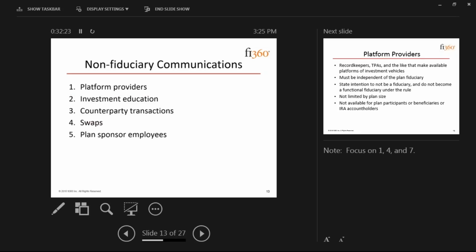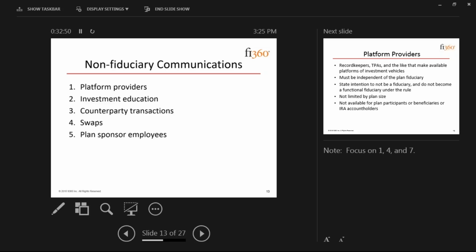Five categories of non-fiduciary communications, again, formerly known as carve-outs from the final rule: platform providers, investment education, counterparty transactions, swaps, and plan sponsor employees. Now, the swaps and the plan sponsor employees, let me talk about those briefly, and then we'll move to the top 3 with specific slides where I get into a bit more detail.